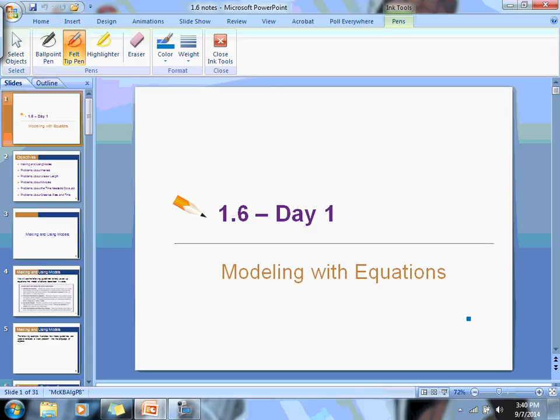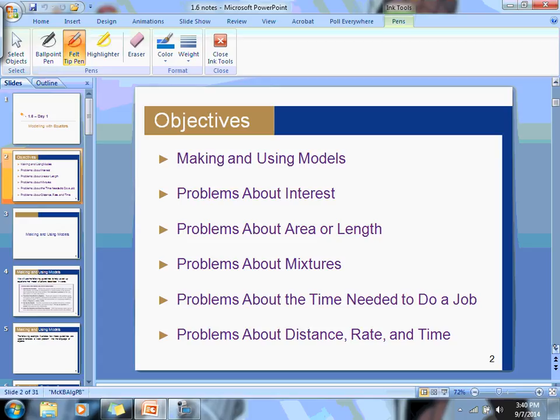These are the notes for section 1.6, day 1, entitled Modeling with Equations. And when you model with equations, basically that means you're dealing with word problems. So we're going to create a model to work our way through those word problems. And today we're just going to focus on problems with interest and area.